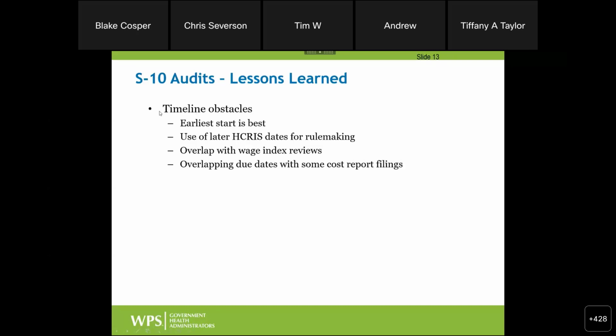Some of the timeline obstacles: as a MAC, we have close to 500 hospitals that are DISH eligible that we have to review. Certainly there are some bigger chains, there are some smaller individual providers. Our goal is to get the earliest start possible, which is why we send them out in February. There's been about a month or so since the last S-10 audits. We get most of the fiscal year ends submitted by then. We start round one, and then we follow up very shortly after with a round two. Even though we put a month time frame on the submission, which hopefully is enough, if you find that it's going to take you a little bit longer, you can certainly work with your auditor to get a little bit of an extension.